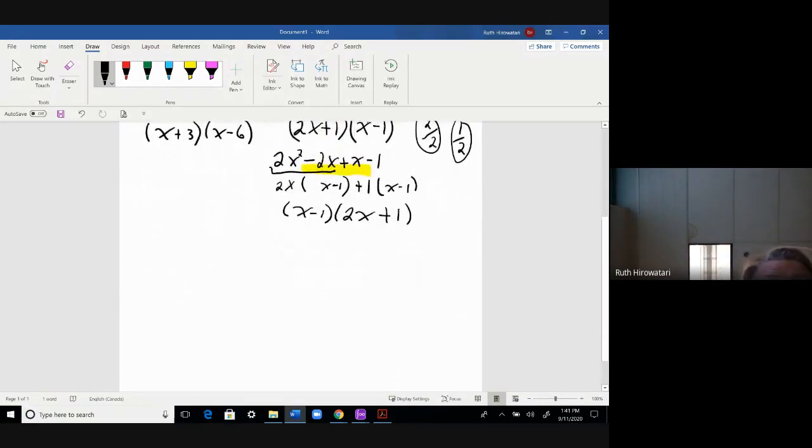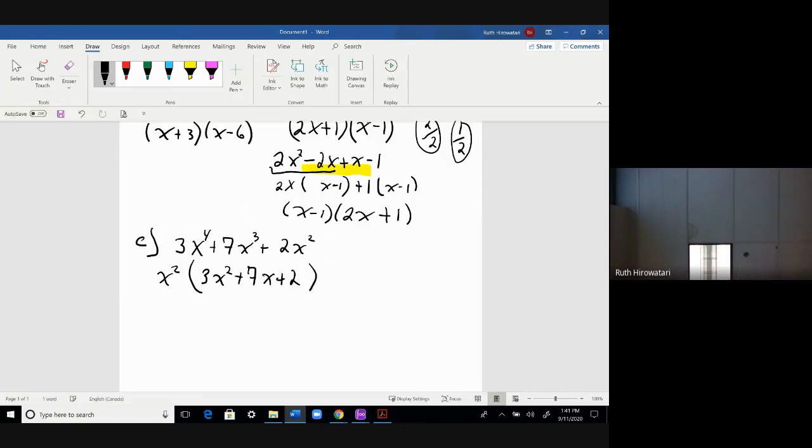Okay, here's my third example. If you have something like 3x to the fourth plus 7x cubed plus 2x squared, do I have a GCF? Yes, I do. I have a GCF of x squared. Factor out the x squared, and we're left with 3x squared plus 7x plus 2. And does that factor? Of course it factors.